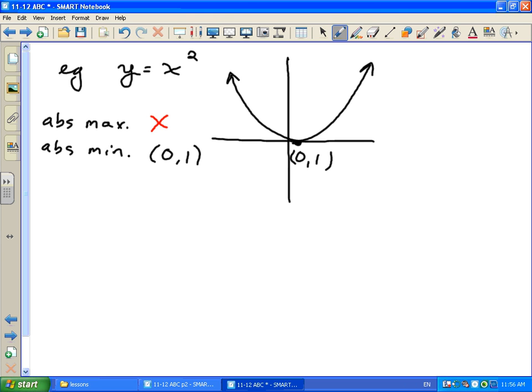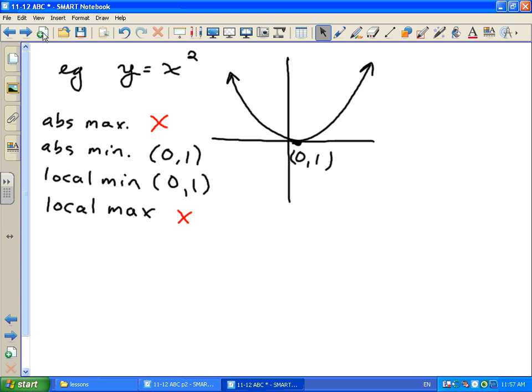In this case, this point, 0, 1, would also be a local minimum, because it's lower than all the points right around it. So it's both an absolute minimum and a local minimum. And if we were looking for a local maximum, we don't have any maxima in there either. We don't have anywhere in that curve that is bigger than everything around it.